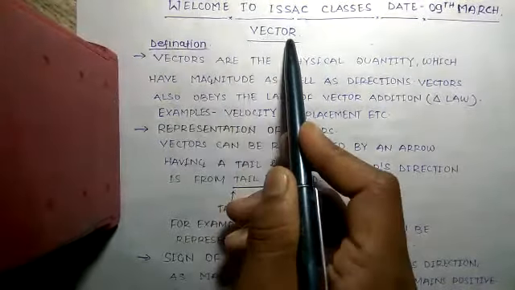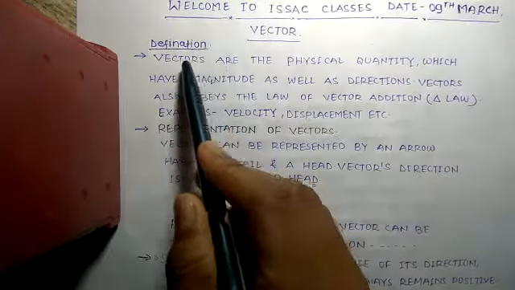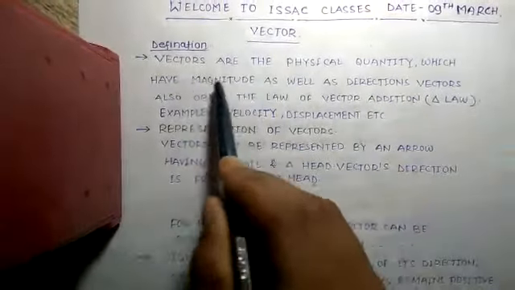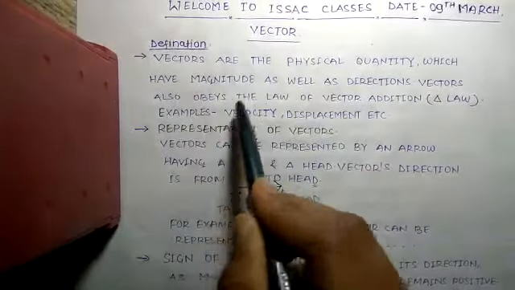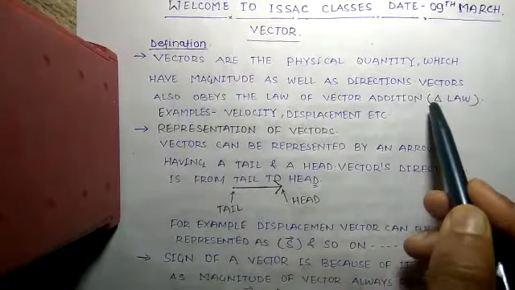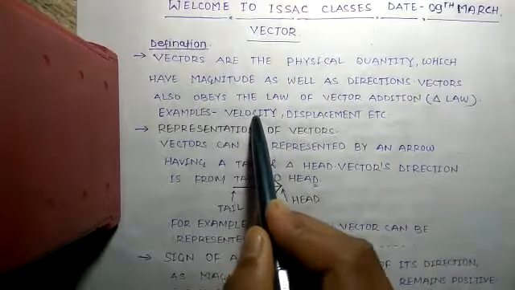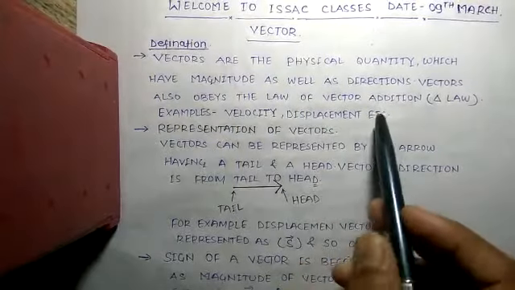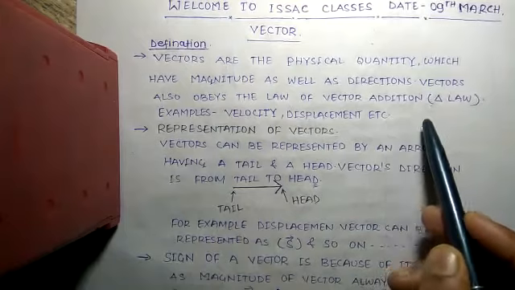We'll study vectors today. We'll go through the definition of vector first of all. Vectors are physical quantities which have magnitude as well as direction. Vectors also obey the law of vector addition, which is also known as the triangle law. Examples of vectors are velocity, displacement, etc. There are a lot more examples, and we will become aware of them as we study further.